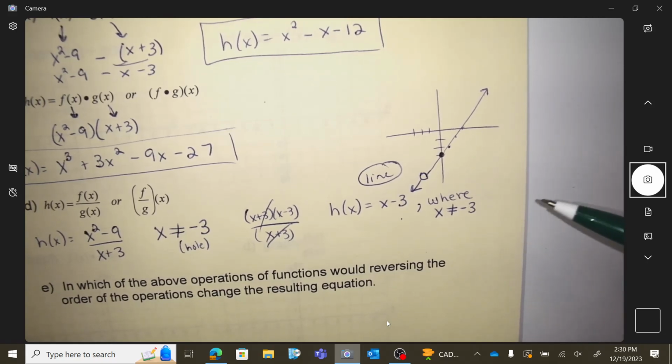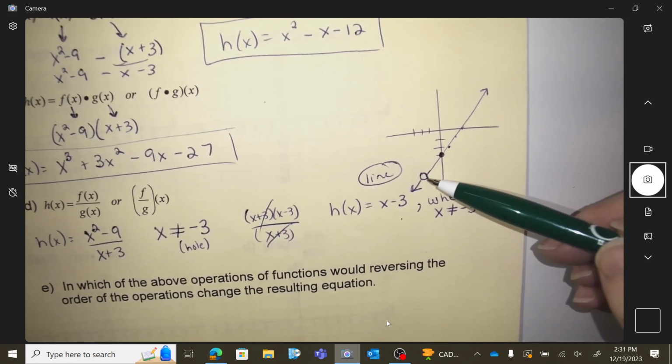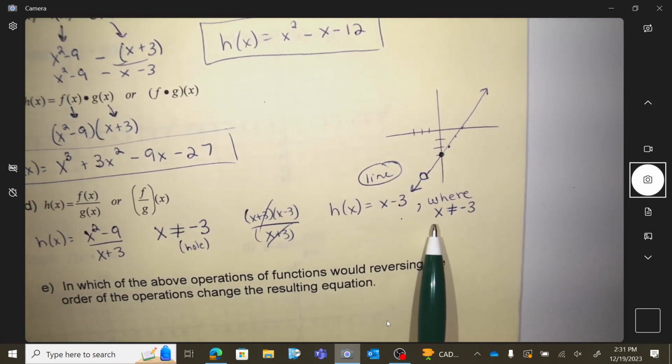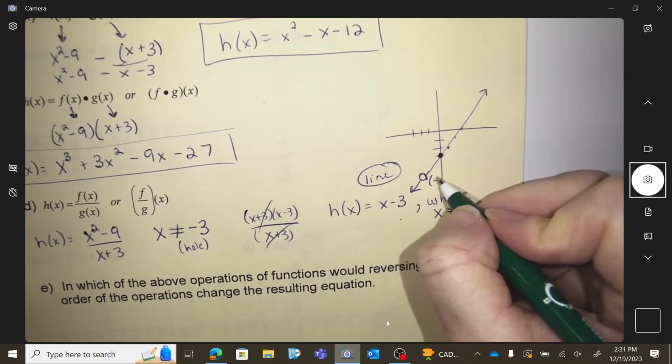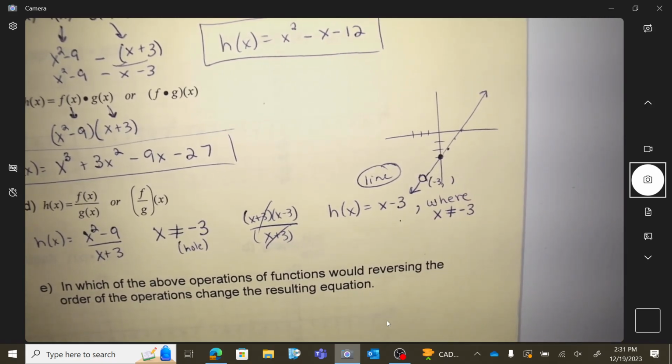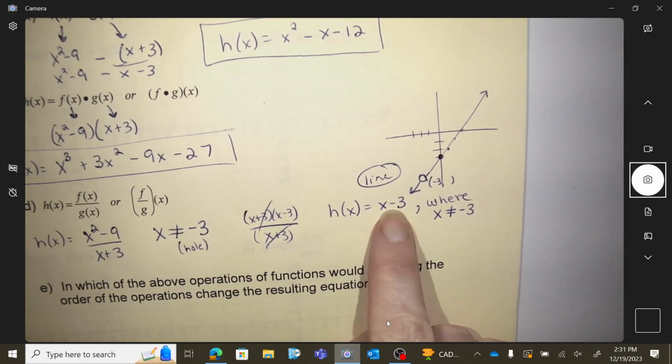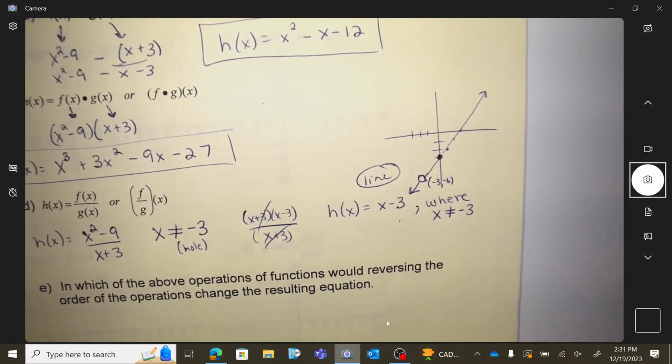So this talks about the domain. What if I talked about the range of this graph? Is there any range issues? You have to jump over this hole, right? What is the height of that hole? -3, like this coordinate would be -3 comma, what? -3 plugged in makes a? -6, yeah.